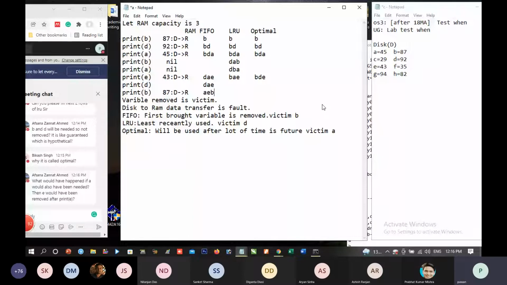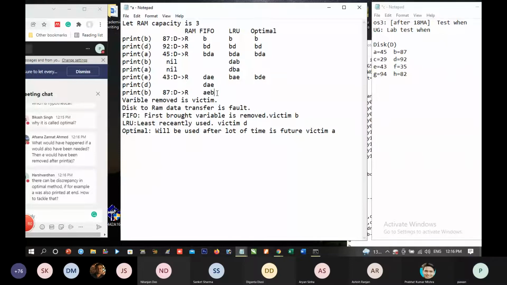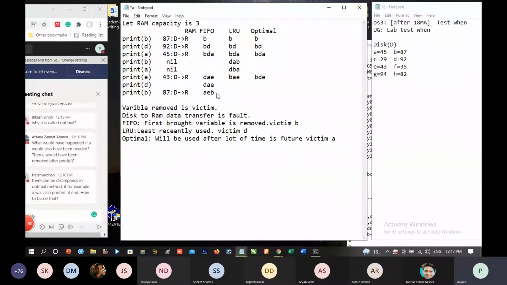You see, when A would have been needed, suppose by chance A is also needed, in which order is A needed? Is it correct? You see, which is used far away. Suppose here A is also required. So what we find here, that B and D are needed much near in the future and A is needed far away in the future. So A will be removed. Is it correct, Harsavardhan?